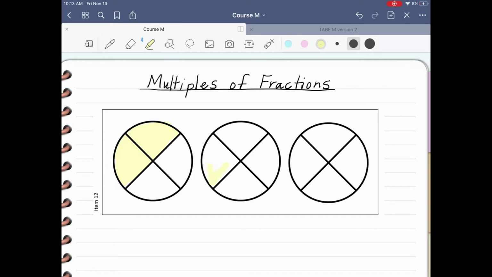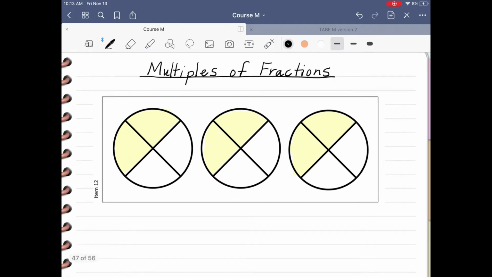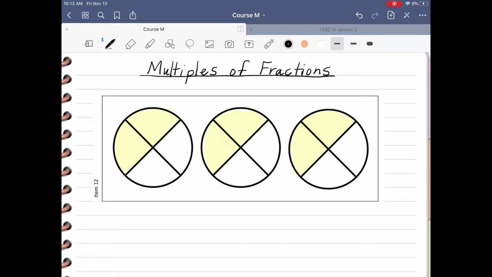And then I want you to do the same for this circle. And then one more time, the same for this one. So we are making these identical circles. That's what multiples are. Multiples are repeated copies of the same thing. So there are 3 of these circles, and each of them is colored with 2/4 yellow, or whatever color you're using. So here is the example that I want to show you.